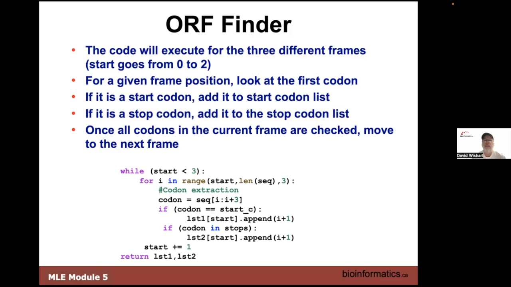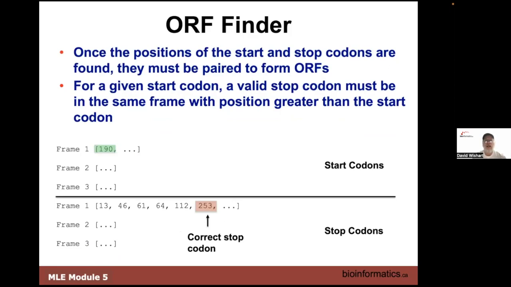Once all the codons in the current frame are done, we move to the next frame, from 0 to 1 or 1 to 2. So you're seeing list 1 and list 2, which are capturing those start and stop codons as we plug away. Essentially, given frame 1, the green codons are the start ones, the red ones are the stop codons. And we're building this list of frame 1 stop codons, frame 1 start codons, frame 2 start codons, frame 2 stop codons.